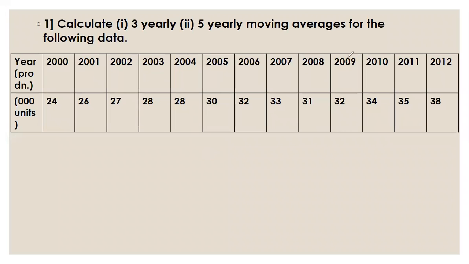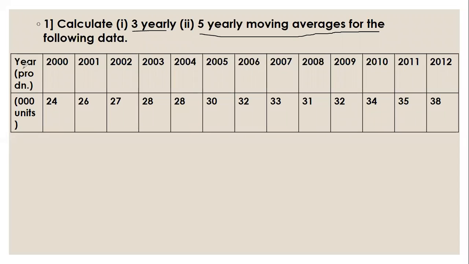So here we are. Firstly, calculate. Let's read the question clearly. Calculate 3-yearly and 5-yearly moving averages for the following data. First we are solving moving averages, and we are supposed to solve 3-yearly and 5-yearly. First we will solve 3-yearly, and then we will understand the 5-yearly moving average.